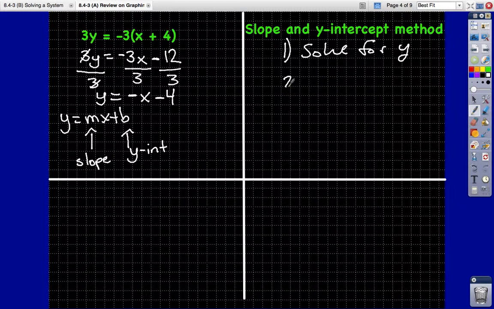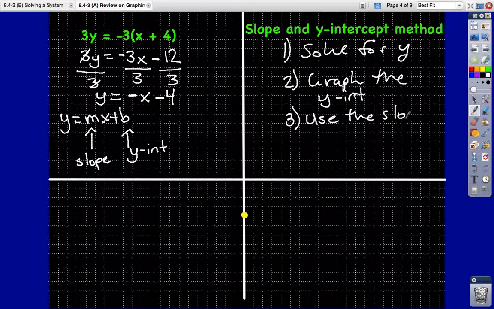So the second step is to graph the y-intercept, because that's the easiest thing to do first. If my y-intercept is -4, well, that means that I'm going to have to plot a point here at -4 on the y-axis. 2, 3, 4. And then the next step after you graph the y-intercept would be to use the slope to graph additional points, to graph more points. Okay, and that's all there is to this.